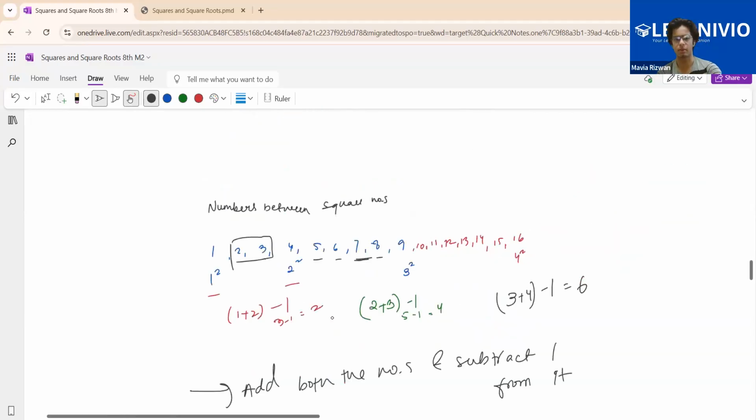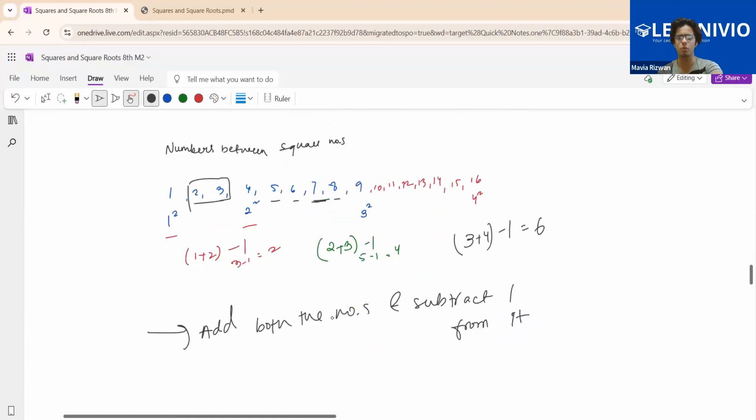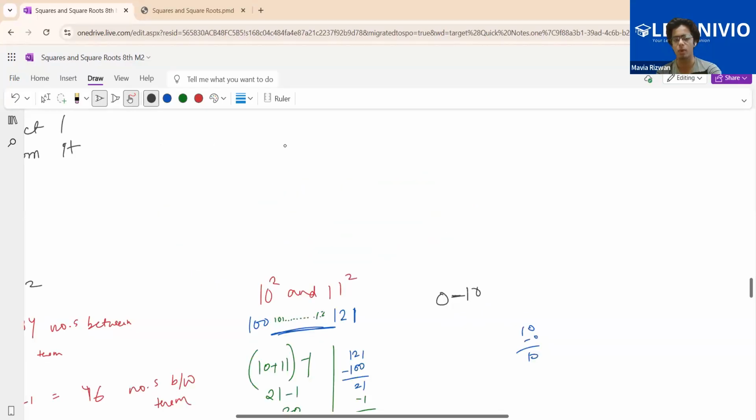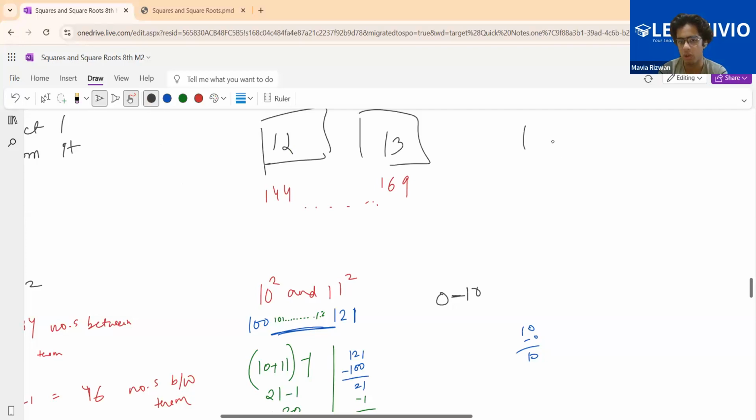Now we'll move on to the patterns. The first pattern we learned was numbers between square numbers. Suppose I am given two numbers, 12 and 13, and they ask to find the numbers between their squares. 12 square is 144, 13 square is 169, and I have to count the numbers between them. That would be a very long process: find the square of this, then the square of this, then subtract. The better way is to add 12 plus 13 and subtract 1 from it. 12 plus 13 is 25, and subtracting 1 gives us 24. So there are 24 numbers in total between them.